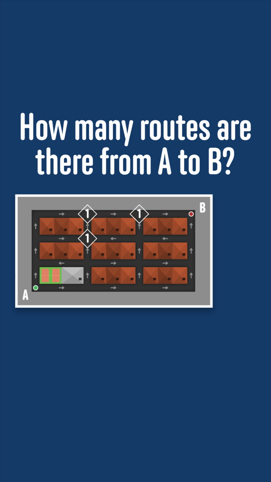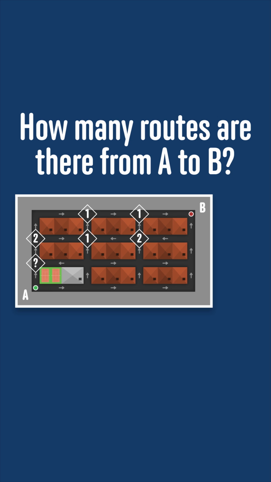Next, we look for junctions where all routes out of that junction lead to points we have already analysed. For example, from this junction, we can either go up or right to take us to points where there is only one option, so there are two routes from this point. Similarly, from this junction, we can either go up or left, and so there are two routes from this one too.